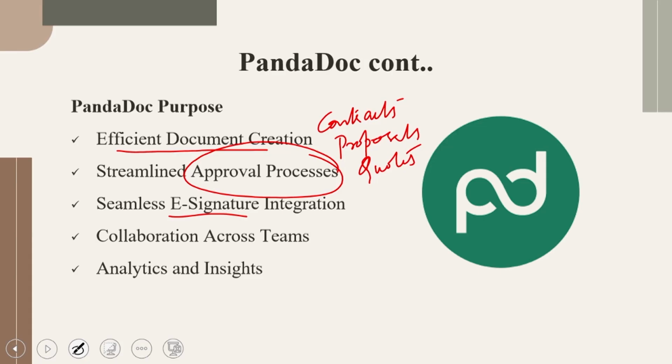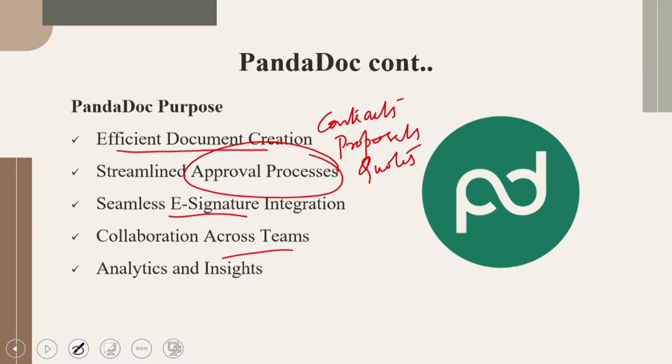So all these things, the speed has been tremendously increased because of this technology integration. It also has a collaboration angle across the teams. Now, when you are looking into PandaDoc, it facilitates document sharing, document commenting, enabling feedback from multiple departments.